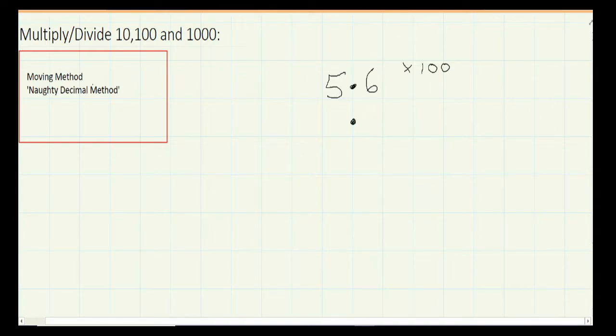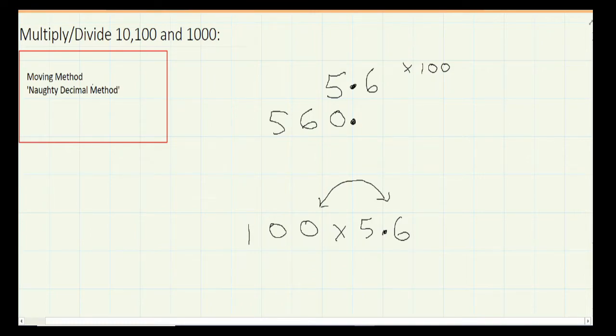I've been doing things like 5.6 times 100, okay? And I'll move it 2 places bigger. 1, 2, 5, 6, 0 is 560. But just remember as well, if you got the question 100 times 5.6, it doesn't matter which number comes first in time, so you can switch them round.